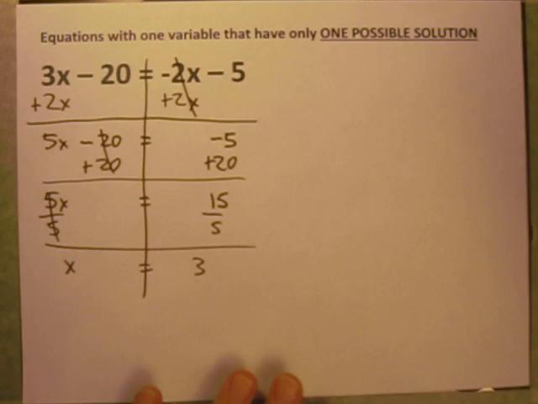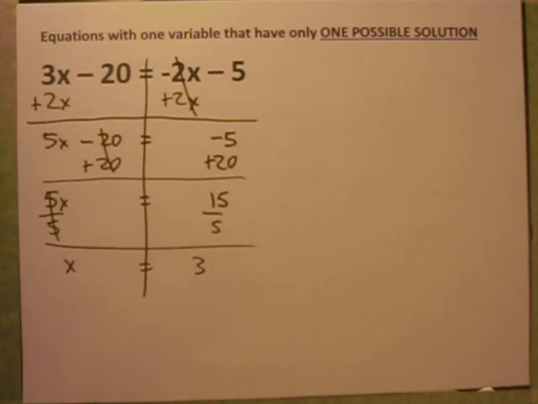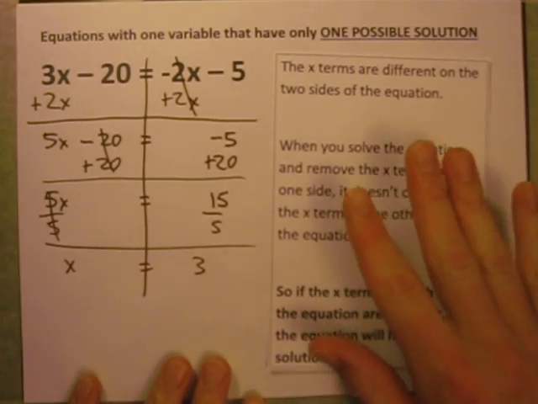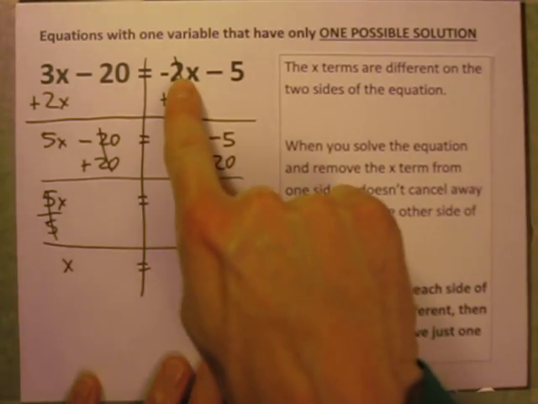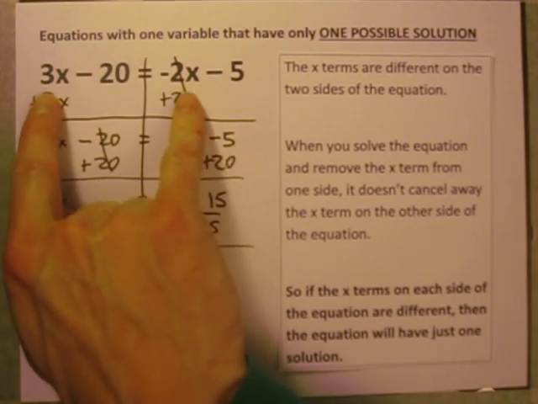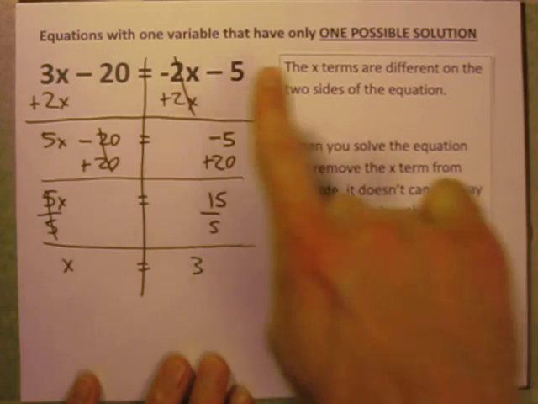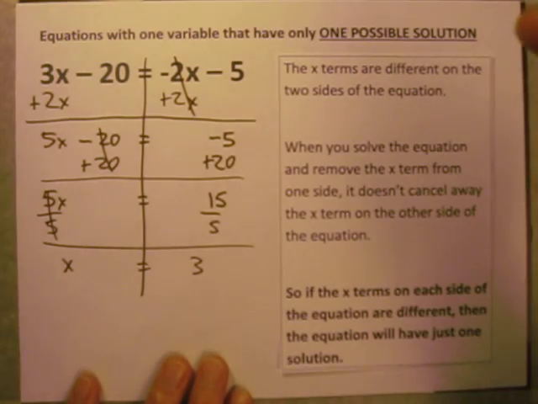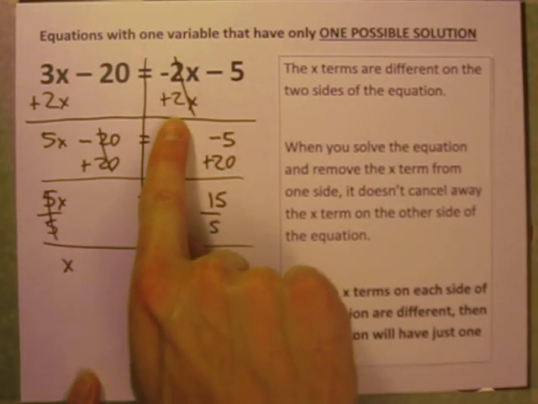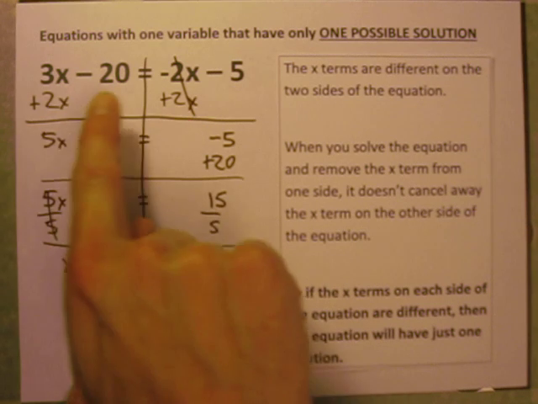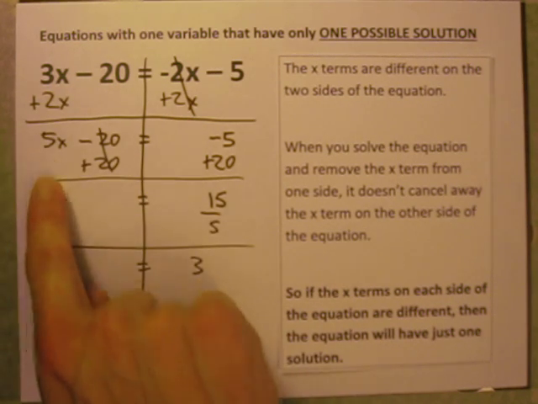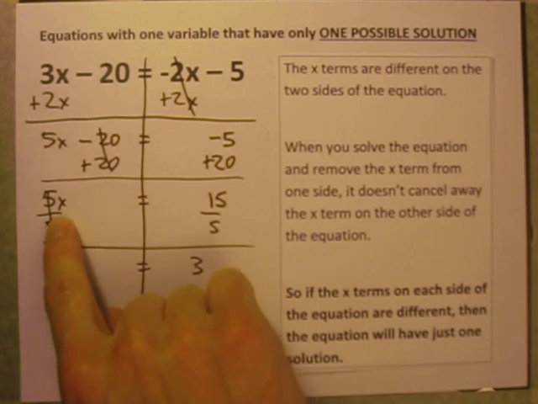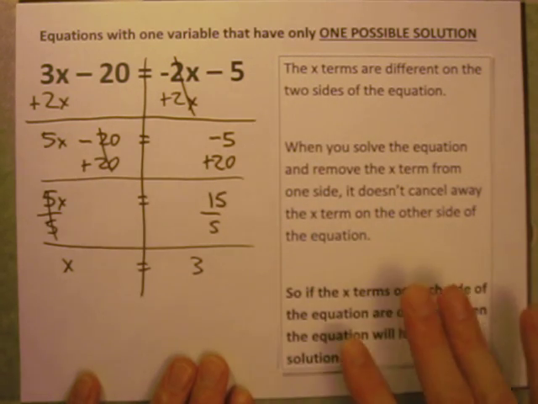Well, why is that? Let's take a look at that equation a little bit. What is it about that equation that makes it so that it has to be one possible solution and no others? So when we look at this equation, a couple things that we notice. The original equation, I noticed that the x terms, 3x and negative 2x, are different on the two sides of the equation. So when you solve the equation and you remove this x term from the right hand side, and I do plus 2x, it doesn't cancel away the x term over here. So I end up with an x term equal to a specific number on the right.